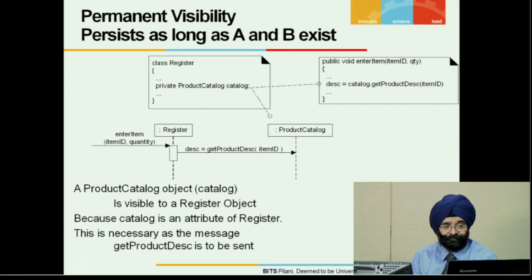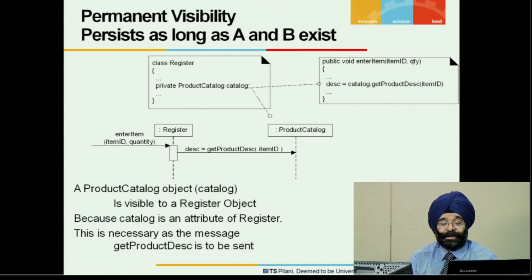Let us take an example to understand this somewhat clearly. Let us say we have a class called register. We have another class called product catalog. We declare a private object called catalog inside the class register. So it's visible inside register, and this visibility is permanent.